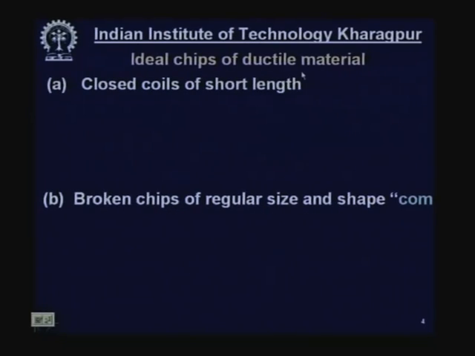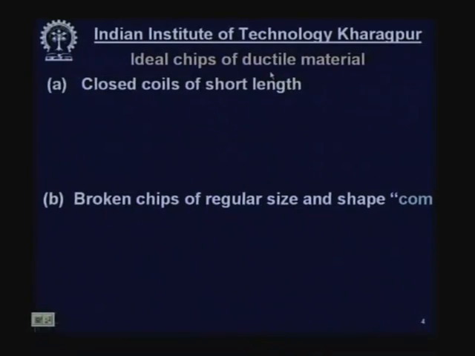Now, ideal chips of ductile material. The problem of chip comes from machining of ductile material, which produces continuous chip. In the case of brittle materials, this problem does not arise, because the chips are discontinuous and they fall automatically into the collector. Now, there are two types of ideal chips.